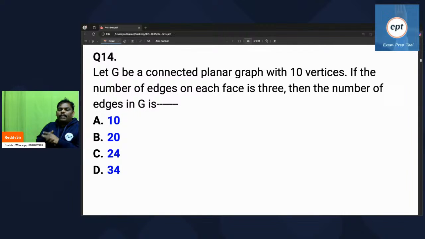Try everyone. Don't sit idle. Let G be a connected planar graph with 10 vertices. If the number of edges on each face is 3, then the number of edges in G is?